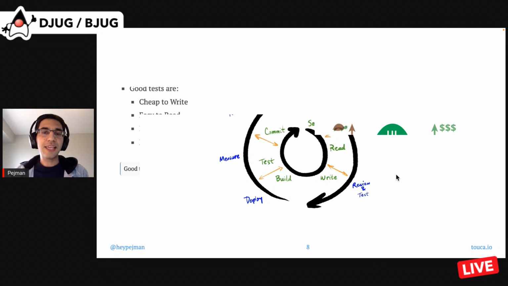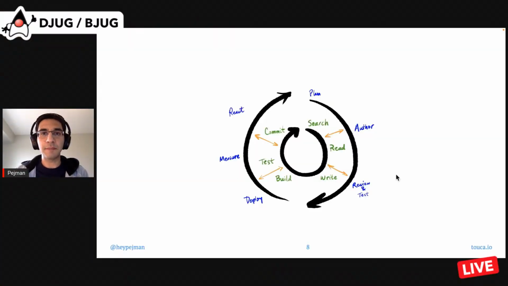Now, the reason why we want that pyramid to have a wider foundation is because all of these tests that we write are supposed to give us feedback about the quality of the code that we are proposing to our software.